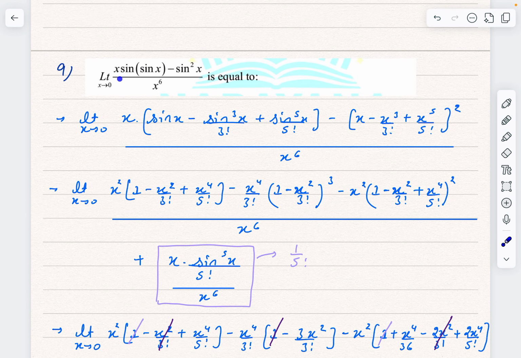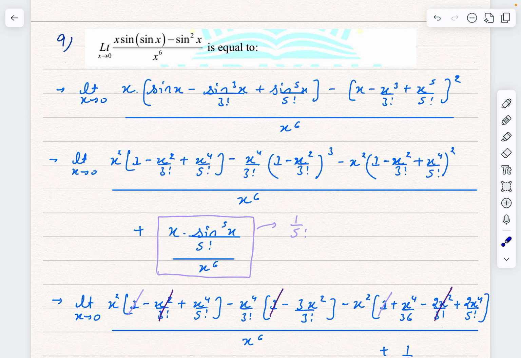Just expand here, sine of sine x. You get sine x minus sine cube x by 3 factorial plus sine power 5 x by 5 factorial. Sine square x, expand sine x and square that. And I'm taking up to 5 here. I think this 5 may not be required. Anyhow, we'll take it. So you get (x minus x cube by 3 factorial plus x power 5 by 5 factorial) whole square divided by x power 6.